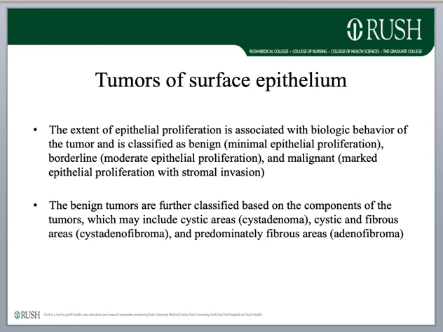The benign tumors can be further classified based upon more of the gross component of the tumor, in which, when cystic area is predominant, the prefix cyst is attached to adenoma, indicating a benign neoplasm, so cystadenoma. When there's cystic and fibrous areas, these are called cystadenofibromas. And when they're predominantly fibrous with a minority of glandular or adenomatous component, these are called adenofibromas. So for example, you can have a serous cystadenofibroma or a serous cystadenoma. You get the idea.